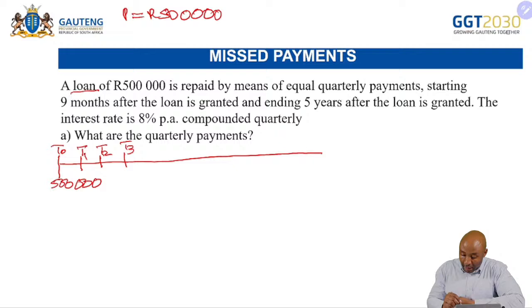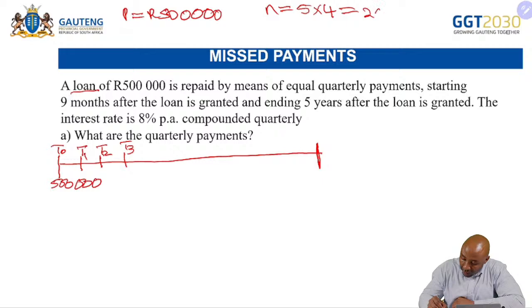So here we are looking at the number of quarters. So how many quarters do we have in 5 years? That will give us 5 times 4. So our N in this case, the number of payments will be given by 5 times 4, giving us 20. So it means the last payment will be made at T20.